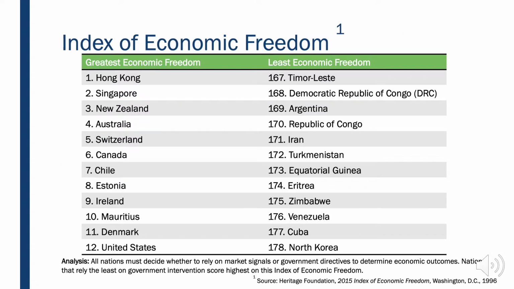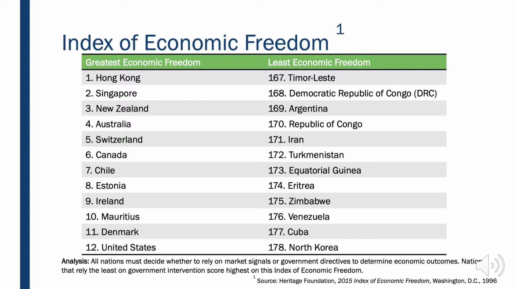This chart here is the index of economic freedom, and basically it shows the most economically free countries. As you can see, Hong Kong is the most economically free country, and we in the United States came in 12th. The least economically free is North Korea. You can see the difference between the first one being Hong Kong and the last one being North Korea. Given that they're both in Asia, you can see the juxtaposition of this.